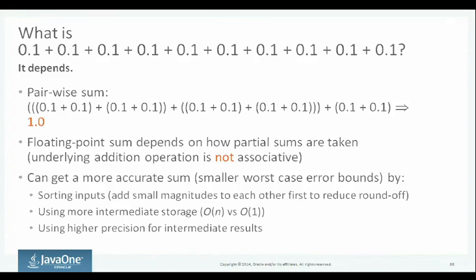So once we know we can get a better answer by doing things differently, the question is, how do we get those better answers? Well, there's a few things you can do to get a more accurate sum. You can sort the inputs. That takes extra time, of course, and extra space. And you can add the small magnitudes to each other first to reduce round off. You can use more intermediate storage. These pairwise methods end up using more intermediate storage. And you can also use higher precision for intermediate results. So you can kind of catch the rounding errors in the middle and have a single rounding error at the end.